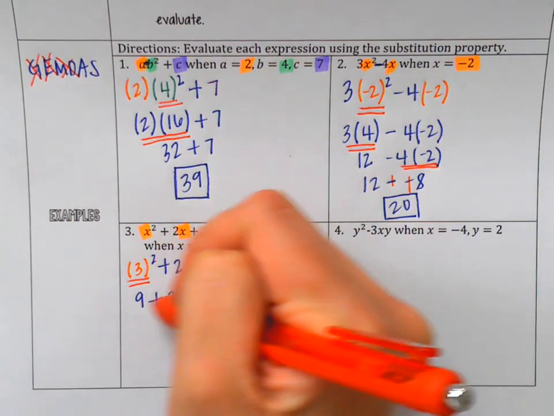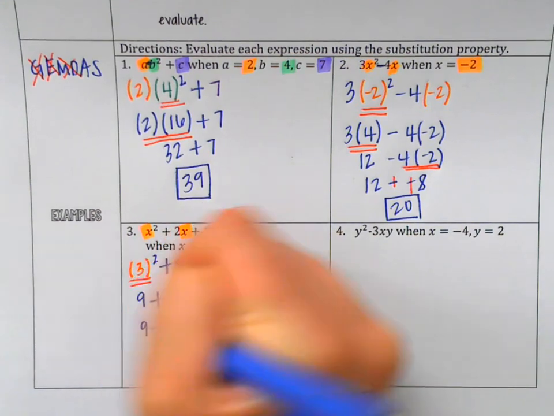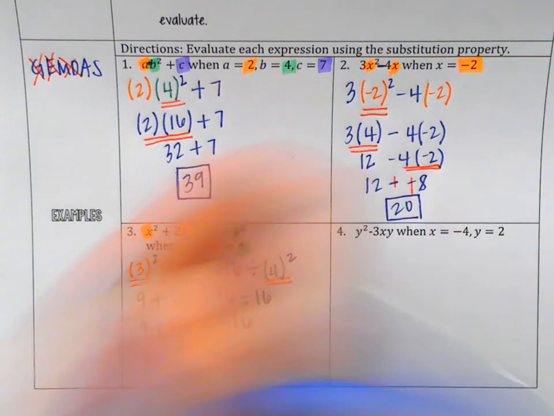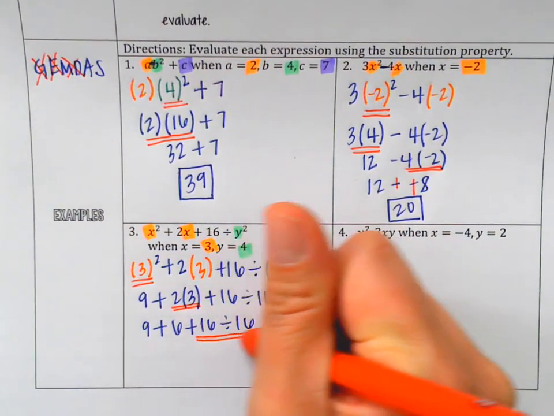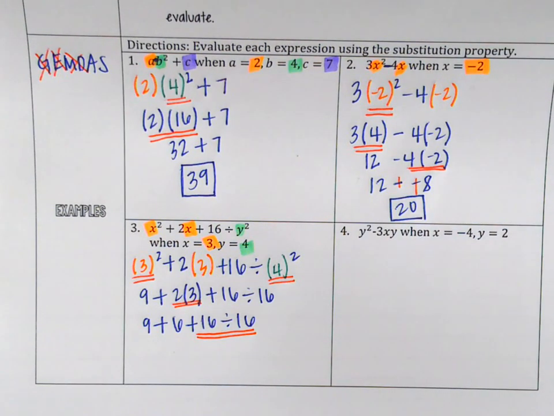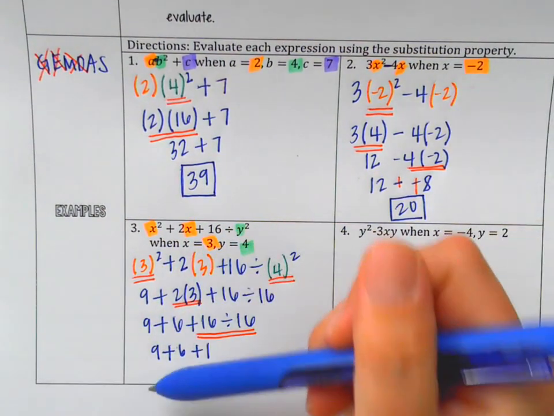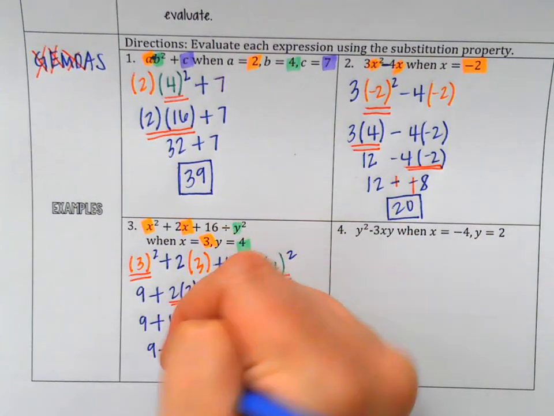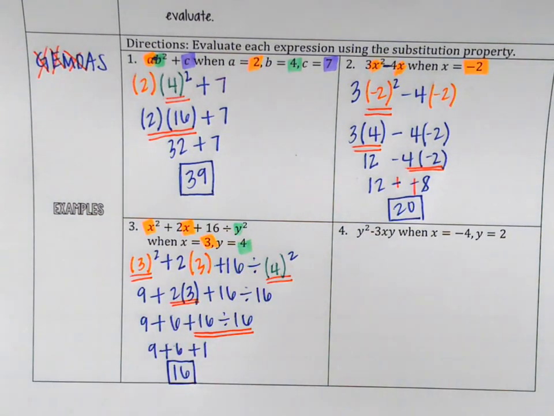First multiplication I see, 2 times 3 is 6. And then I keep looking because I have more division here, and then I'm going to divide here. So 16 divided by 16, well, anything divided by itself is 1. And then I just can add those together. 9 plus 6 is 15. 15 plus 1 is 16. And that's my final answer.